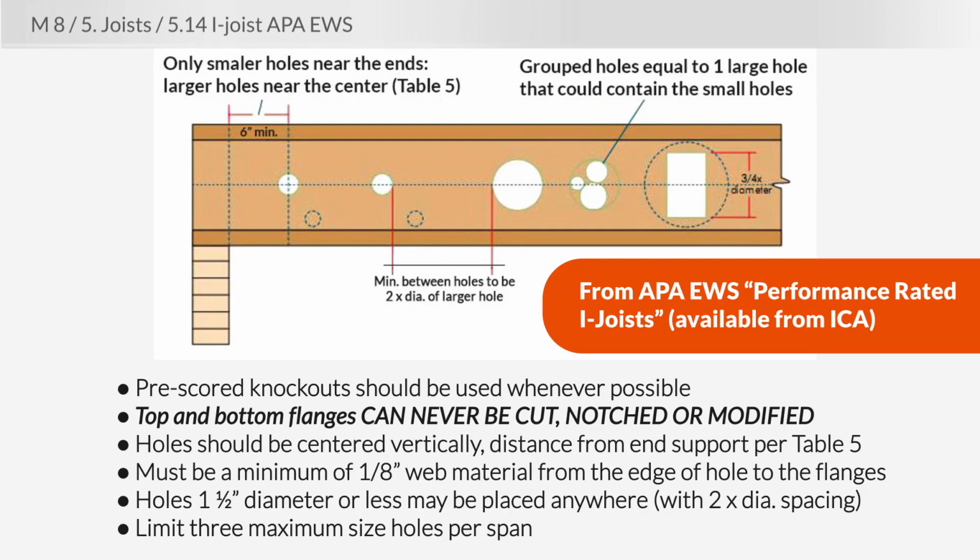First of all, smaller holes are allowed at the ends, not larger holes. Larger holes need to be towards the center. Exactly where those larger holes can be comes from Table 5 in APA EWS. There should be a minimum of 6 inches between the bearing point of the joist. In other words, the bearing point is where the joist is bearing on something else, whether that's a foundation wall or a column. So it should be a minimum of 6 inches between the bearing point and the first hole.